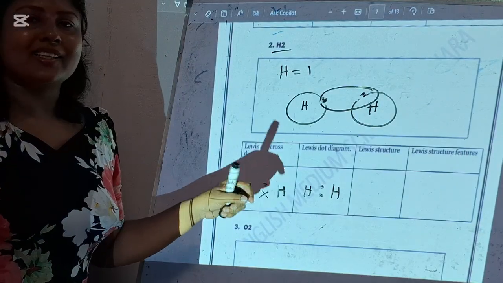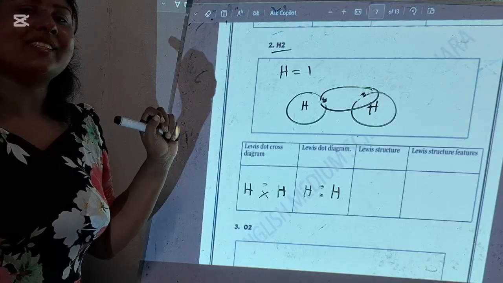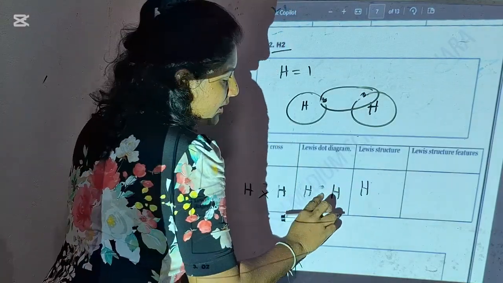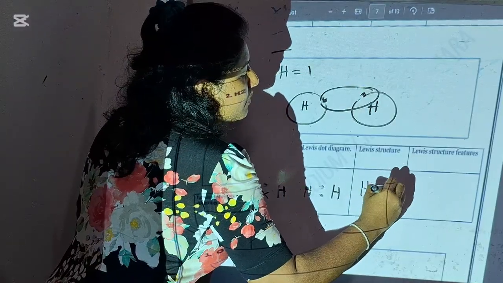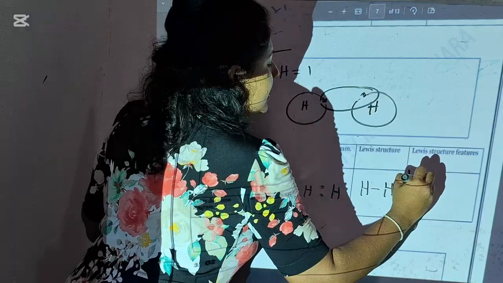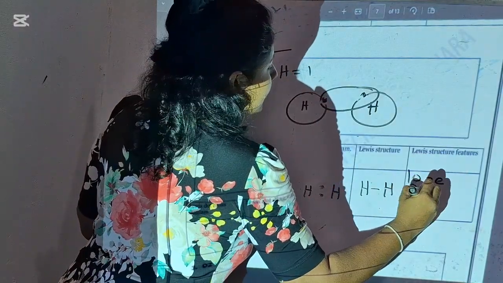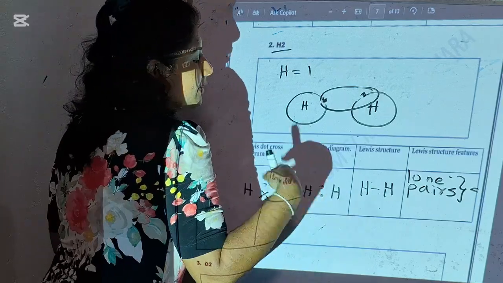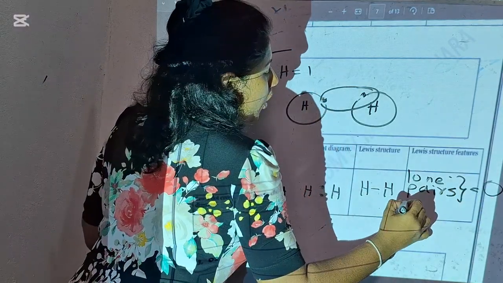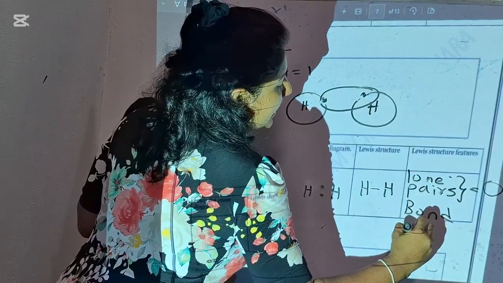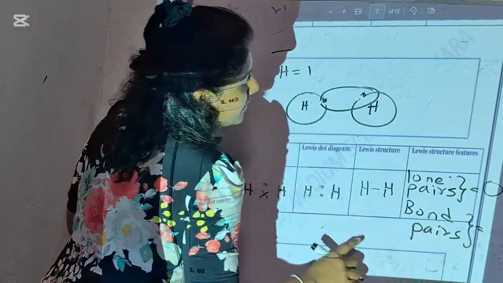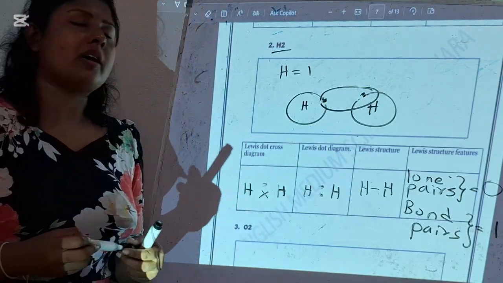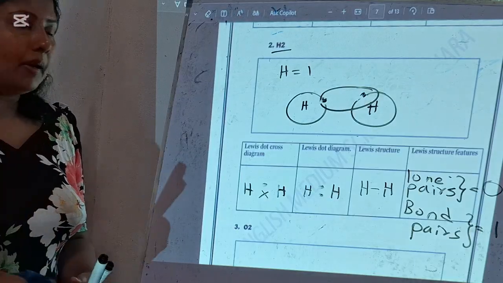How to draw the Lewis structure? Instead of dots or crosses, take the dash. One dash for one bond. There is one bond, so a dash in between. So how many lone pairs? It means non-bonded electron pairs. Can you see any? No, nothing there. Non-bonded 0. But how many bond pairs? Only one. You need to write them as Lewis structure features.